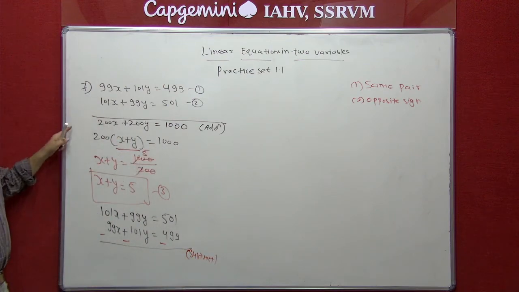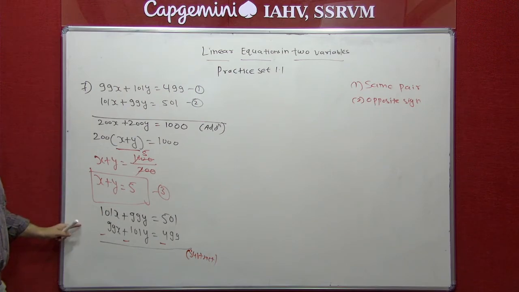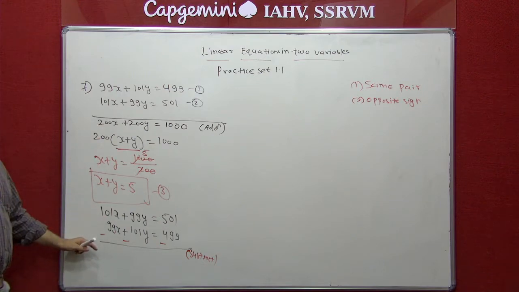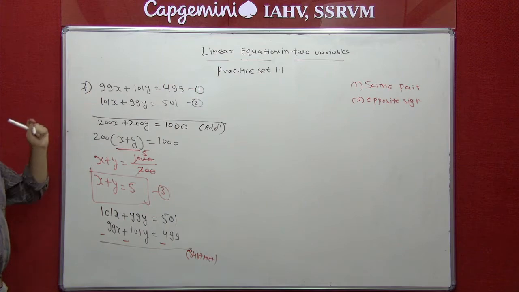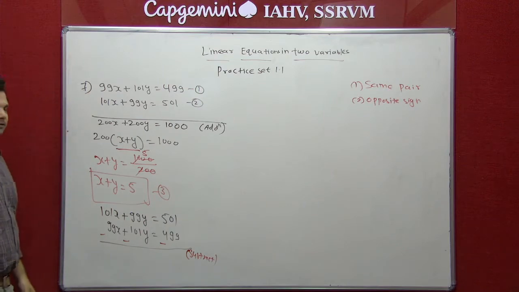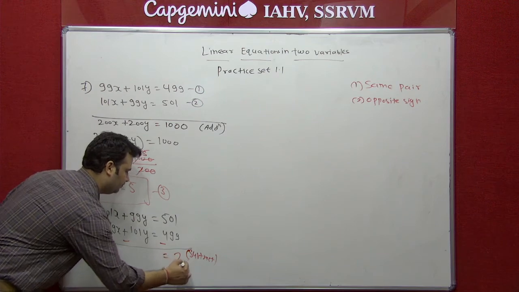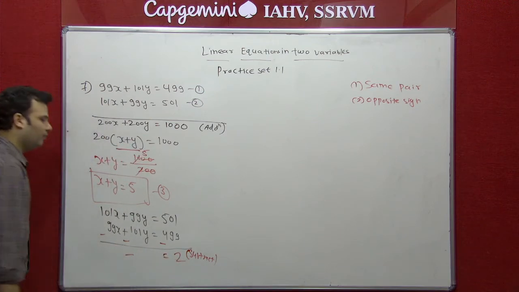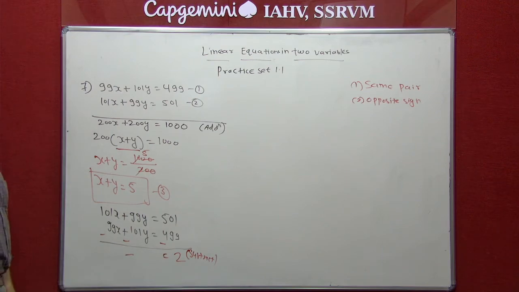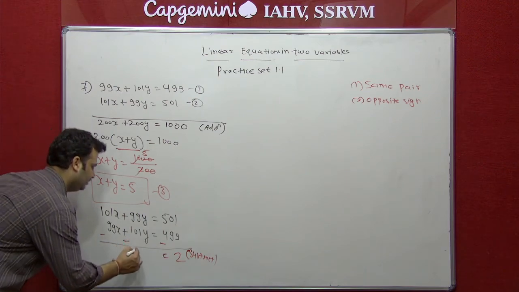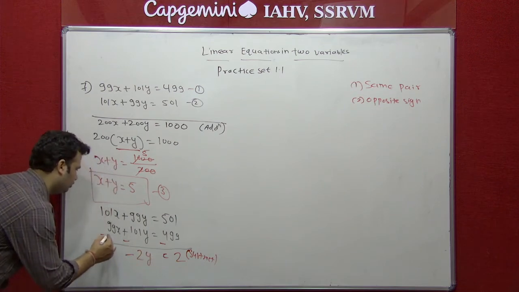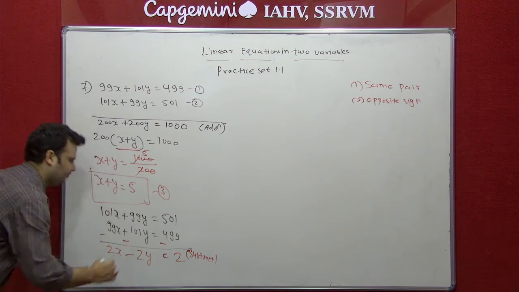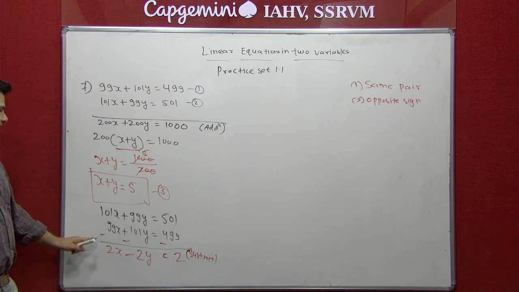One simple thing: first you add, second you subtract. Either you subtract equation 1 and 2, you will get the same answer. But 501 is greater than 499, so it becomes simple. But you can also do equation 1 minus equation 2. So 501 minus 499, answer is 2. Now you can see, the greater sign is minus. So here 101 minus 99, answer is 2y, and same 2x, 101 minus 99 is 2x.